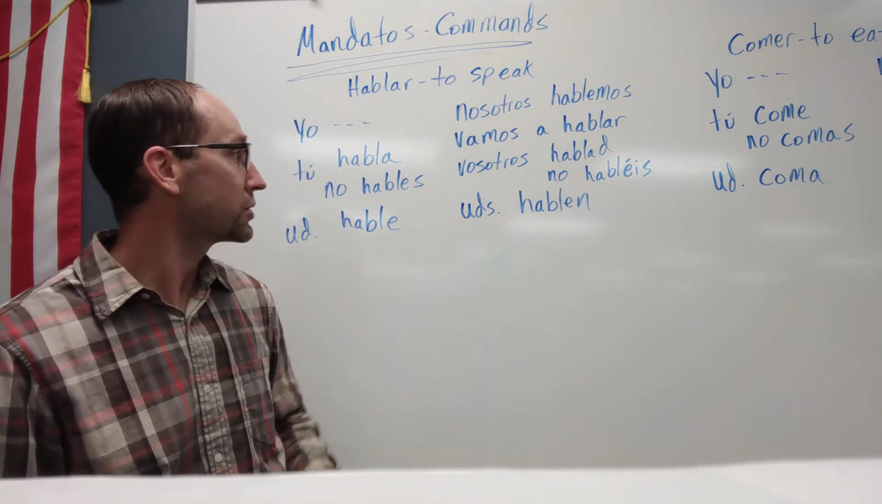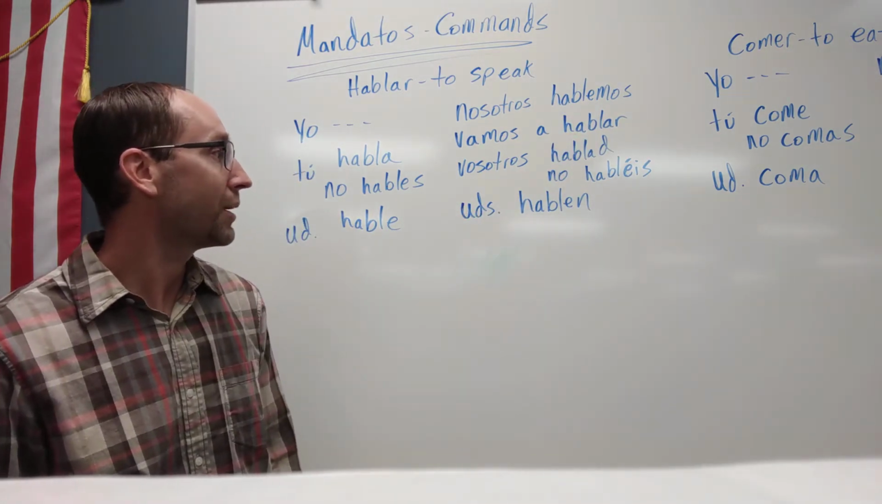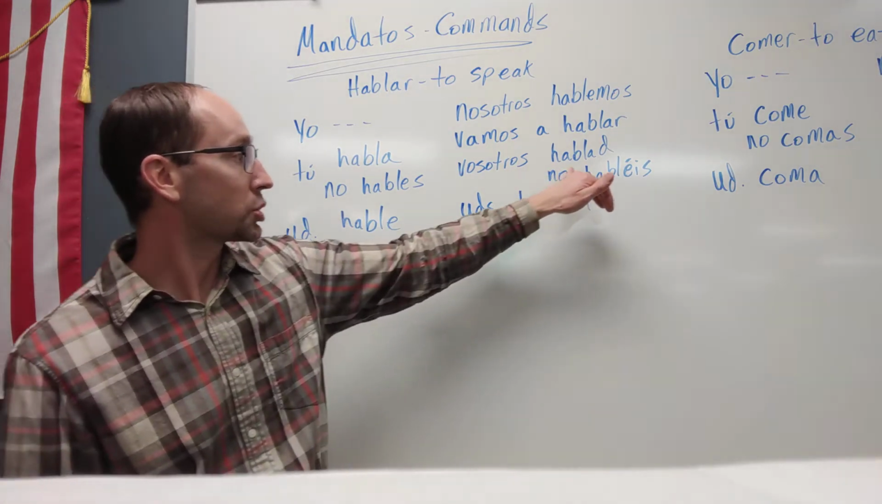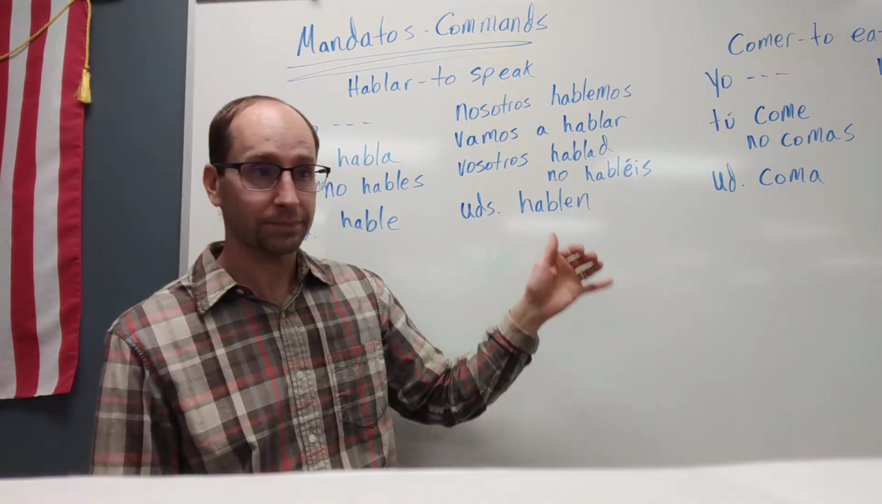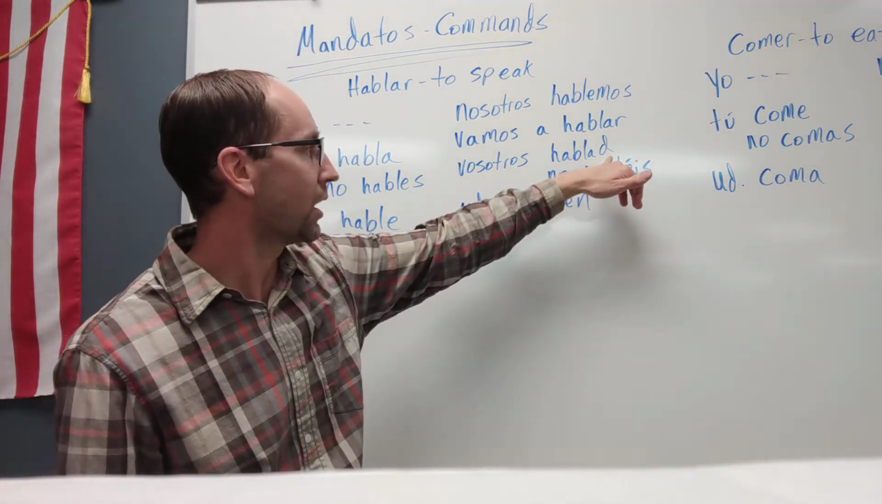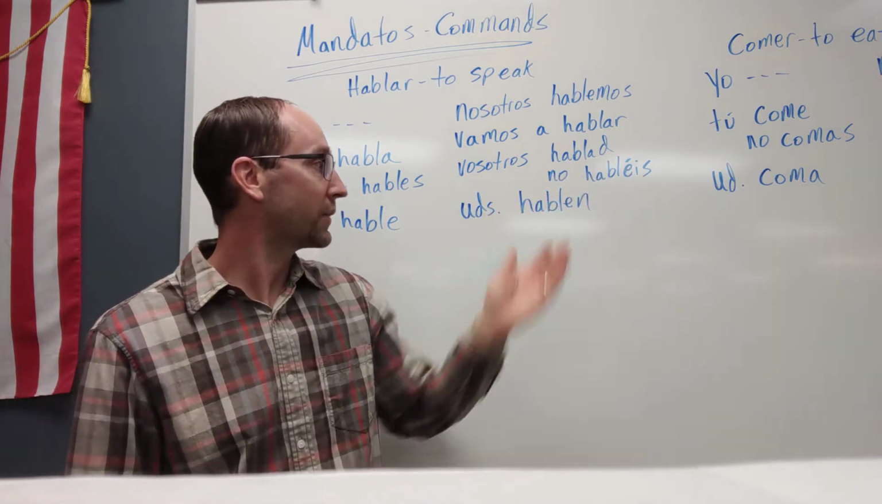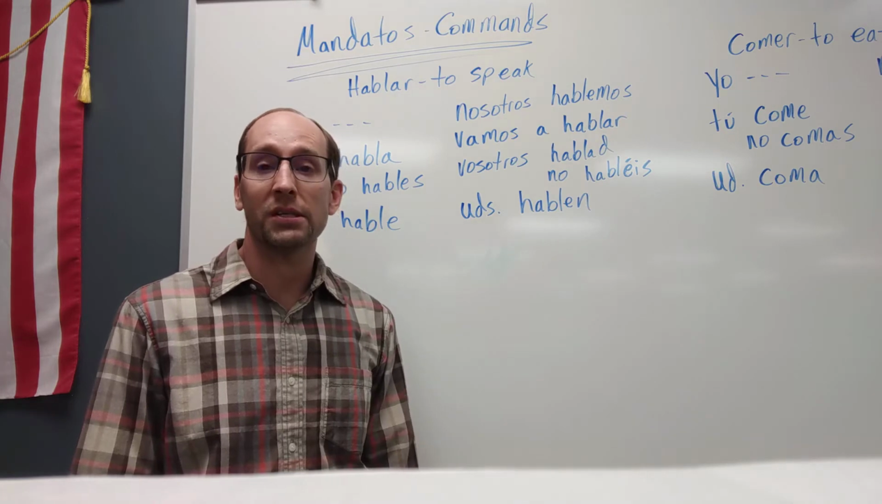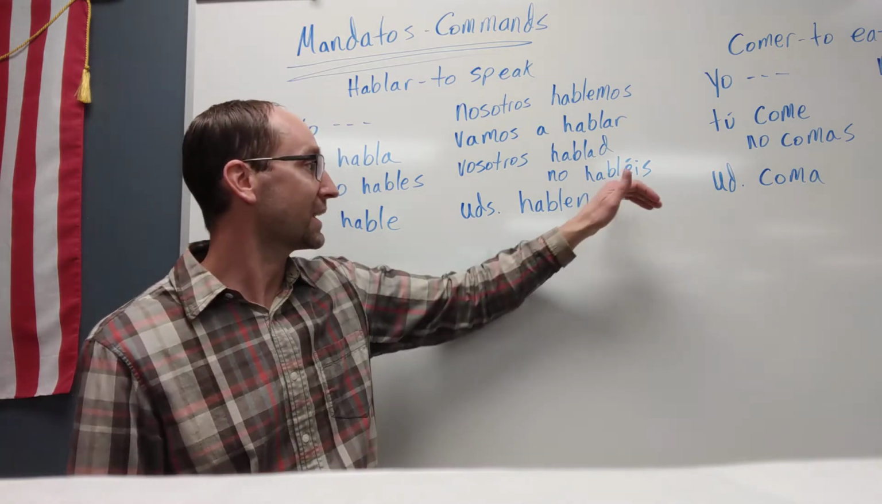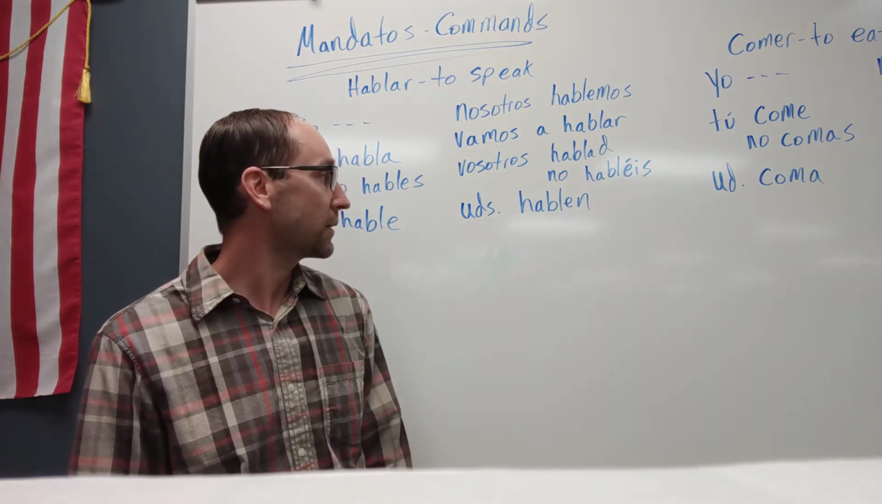For vosotros, we've got two forms here, hablad and no habléis. So telling a group of people, y'all should speak. And notice we're going to drop the R and add a D. And then telling a group of people not to do something, no habléis, is the same as the subjunctive, or it's got the opposite E with an accent, I-S ending.